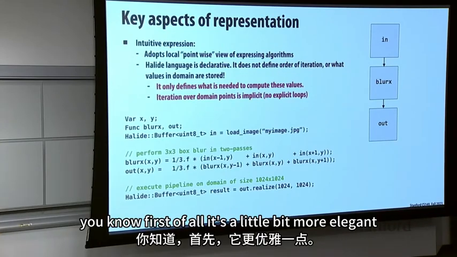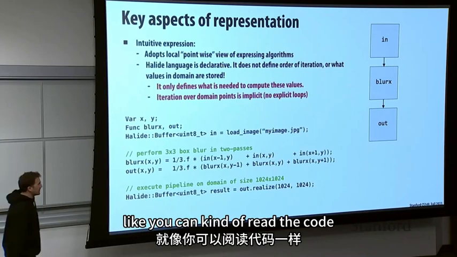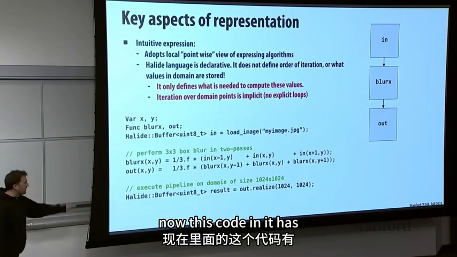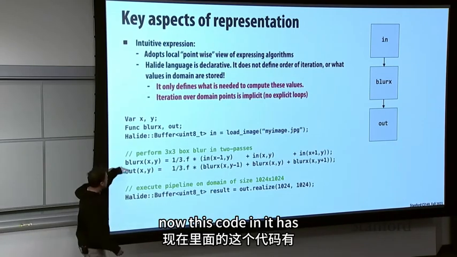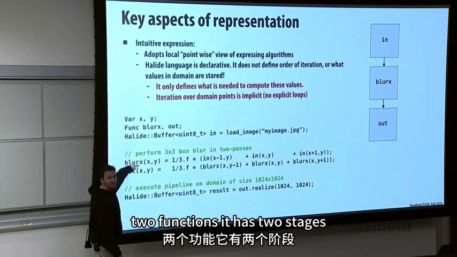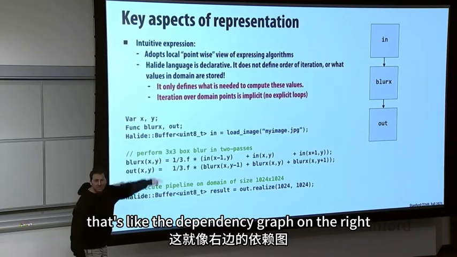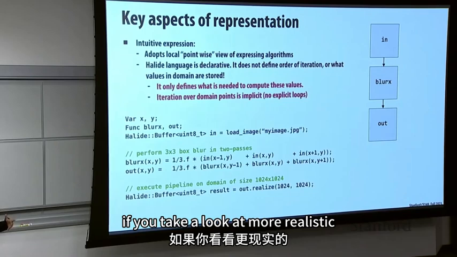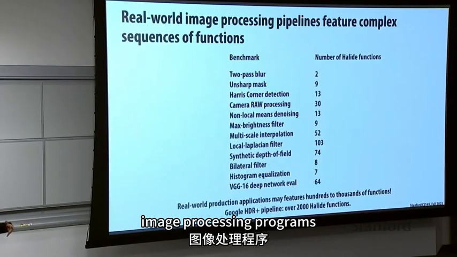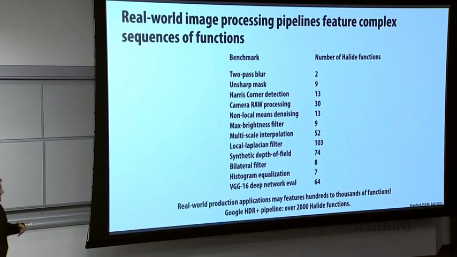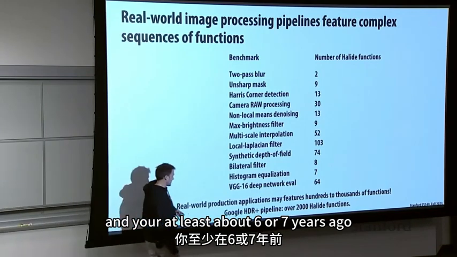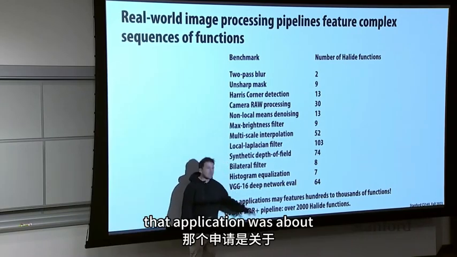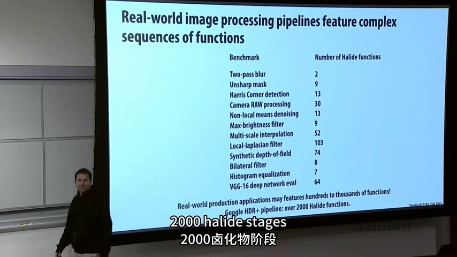So that's pretty cool. First of all, it's a little bit more elegant. You can kind of read the code. If you were an algorithm developer, you probably know what this meant. Now, this code has two functions. It has 2 stages. That's like the dependency graph on the right. If you take a look at more realistic image processing programs, they have a lot of stages. And at least about 6 or 7 years ago, your Google HDR Plus camera application was about 2,000 Halide stages.